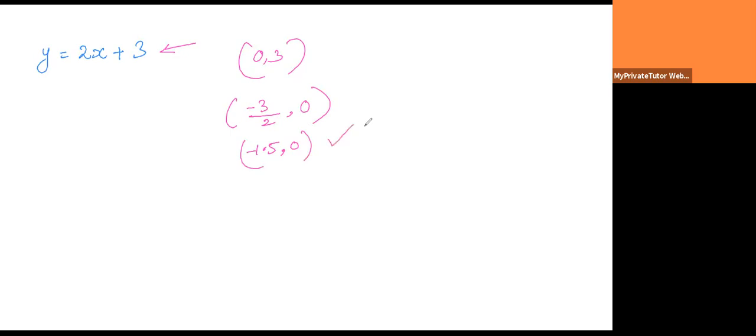I mean, for example, if the equation is given like 2x plus 3, please draw the graph of this. How do you solve? So I think you understand that we have a 3 here. The Y-intercept is 3, which is (0, 3), but the X-intercept will be minus 3 by 2 comma 0, which is 1.5, so (-1.5, 0). If you want to use the intercept method, you can go ahead and mark this precisely on the graph.